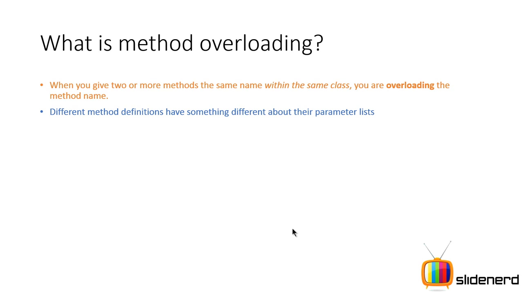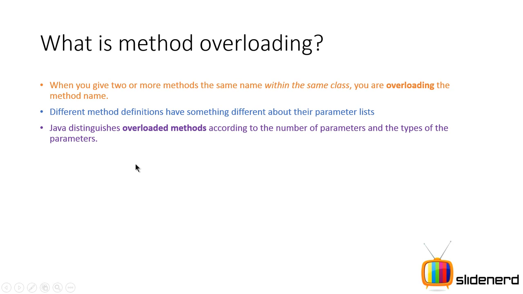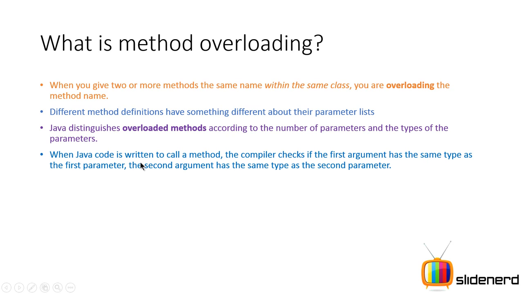But remember, there is an exception to that word, some combination. Now we'll be talking about that when we talk about something called ambiguous overloading in Java. So let's further go and see what happens. Java distinguishes overloaded methods according to the number of parameters and the type of parameters. Now that means if you have two methods, the compiler has to decide which method should get called, and that is done by something like this.